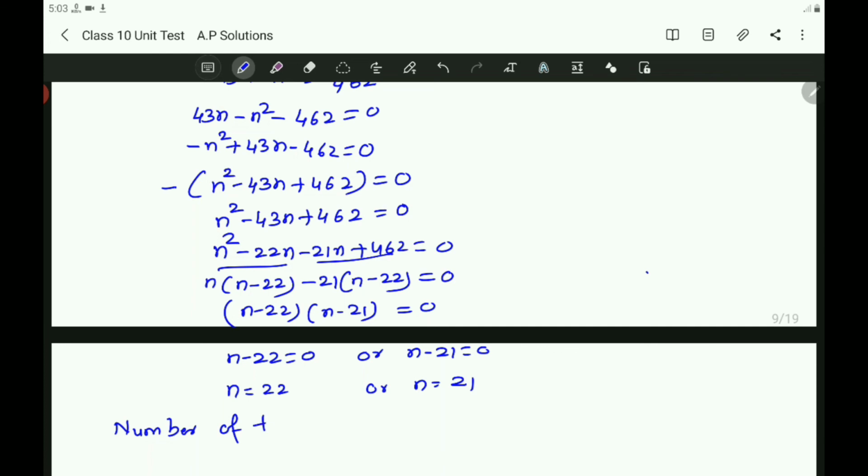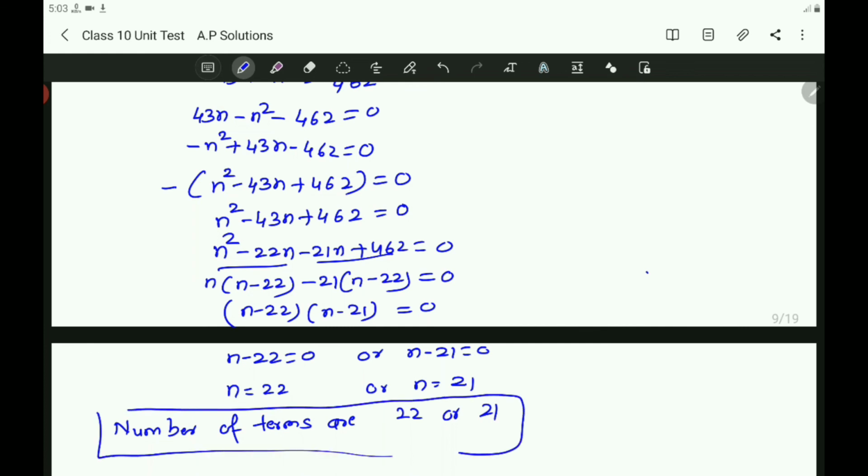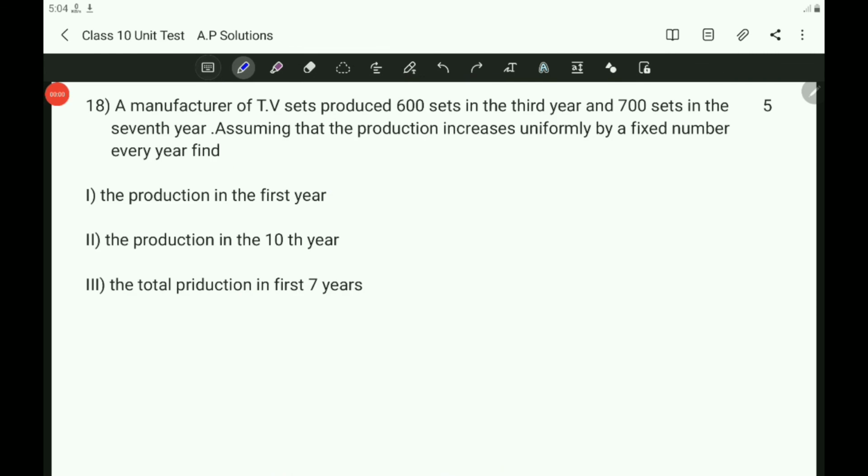Number of terms are 22 or 21. That is the answer. So you got the number of terms. So here you got two answers.